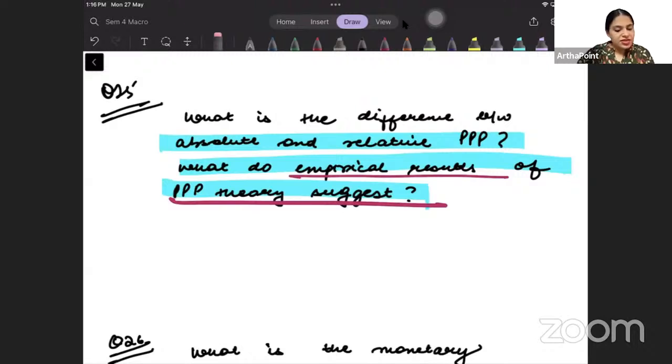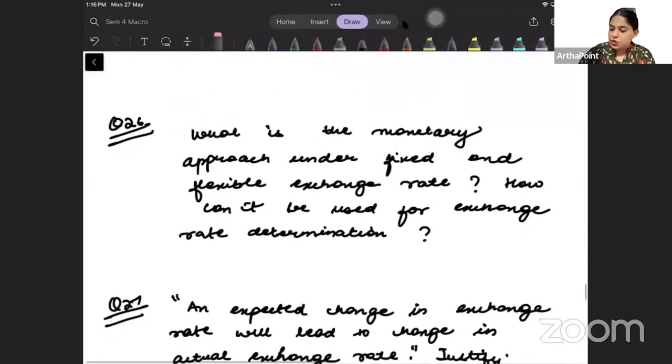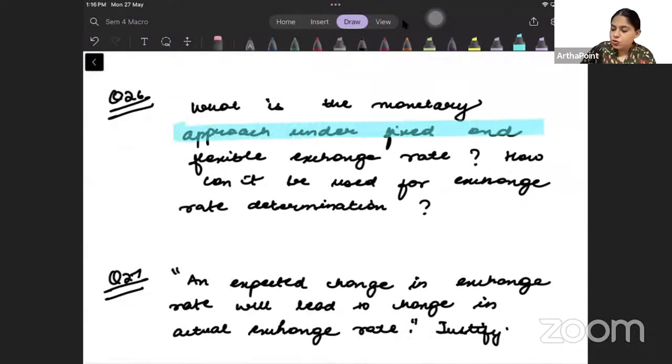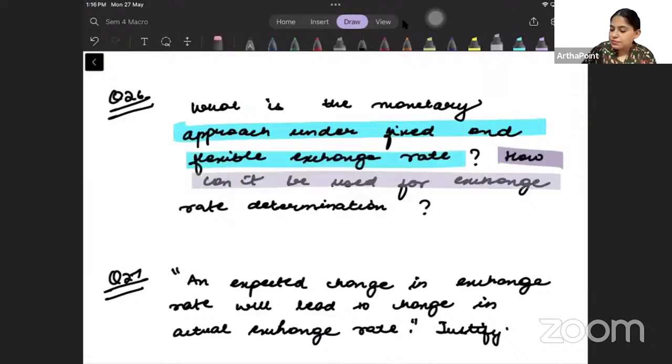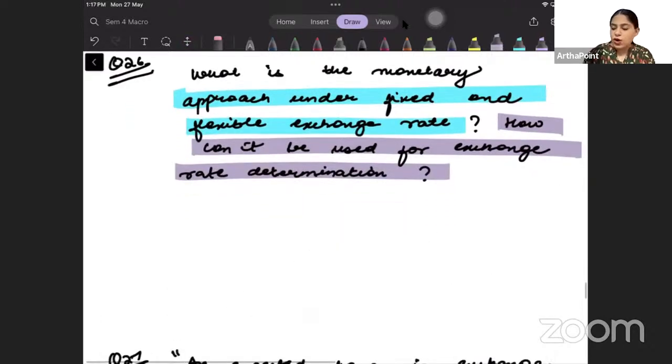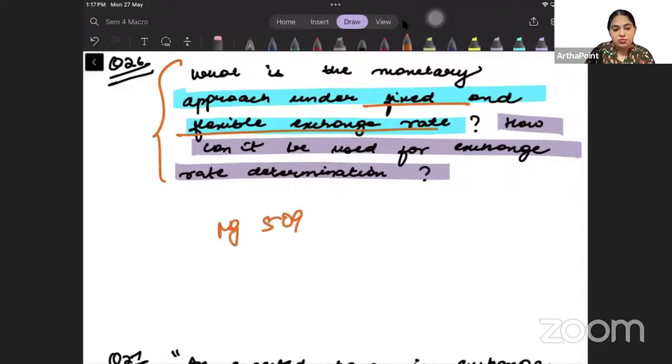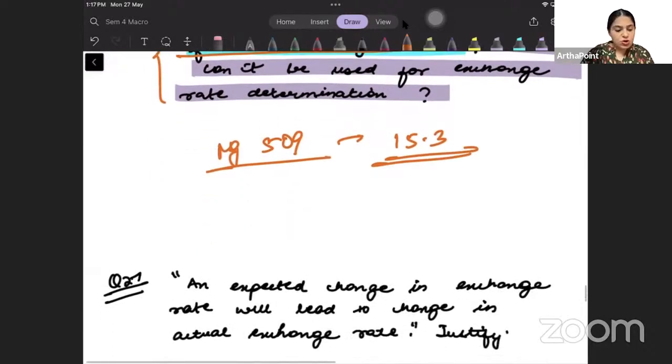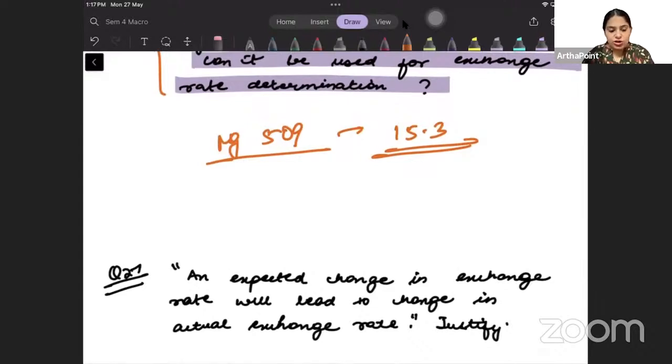Okay, then the next question which is important, beta. What is monetary approach under fixed and flexible exchange rate? How can it be used for exchange rate determination? So again you have to explain both under fixed and flexible exchange rate. Answer to this is on page number 509, beta, section 15.3, very very important. And in this you have to derive the entire equations.